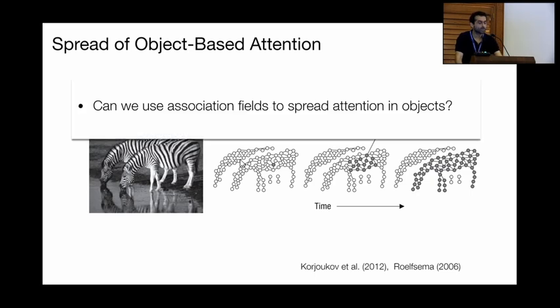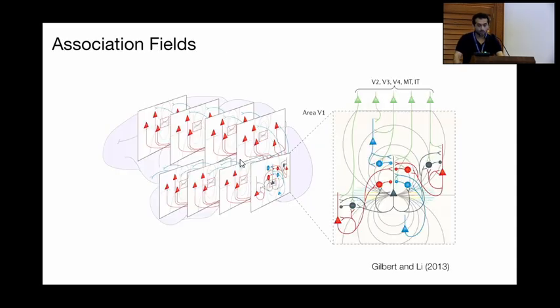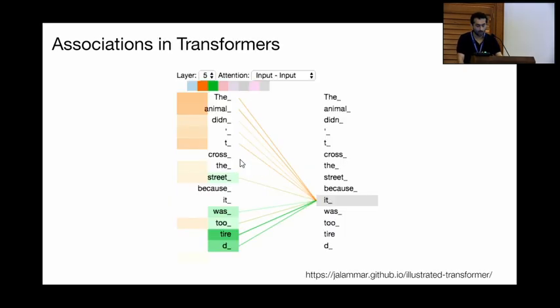The question we wanted to ask is, can we actually use association fields? Can we actually extend this concept beyond V1 in order to be able to spread attention within objects? So Gilbert and Li suggested in a review paper a while ago that association fields are not just in V1, but this could be something far more ubiquitous in the brain, that you have these associations being made in different stages of the visual hierarchy and also in frontal and parietal areas between different entities. And we think there is some truth to that.